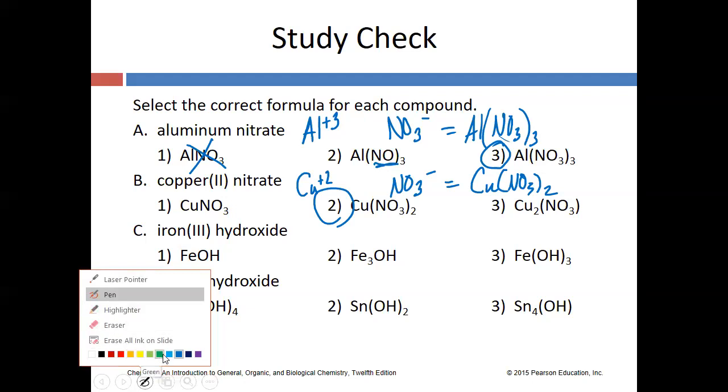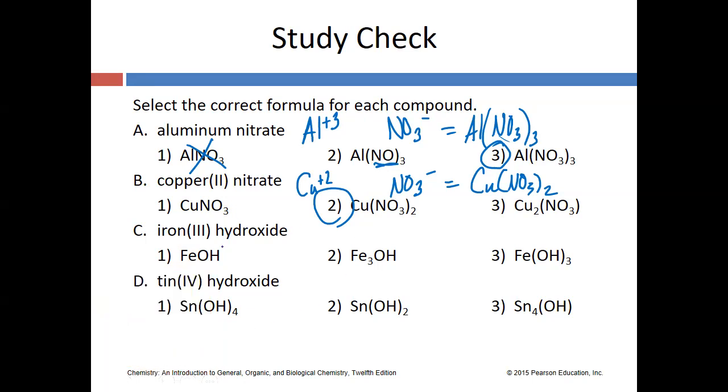Okay, let's look at iron(III) hydroxide. Again, iron(III), we're talking about the 3 positive form of the iron ion. Hydroxide is a polyatomic ion. Its formula is OH minus. And so if we crisscross the charges, we get Fe(OH) taken 3 times. That's this third one.